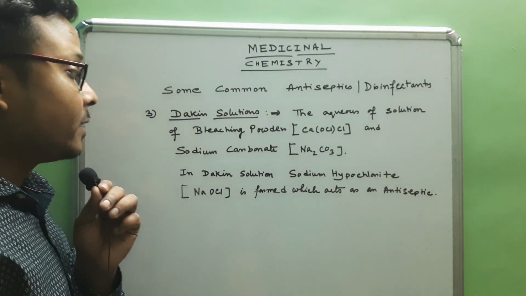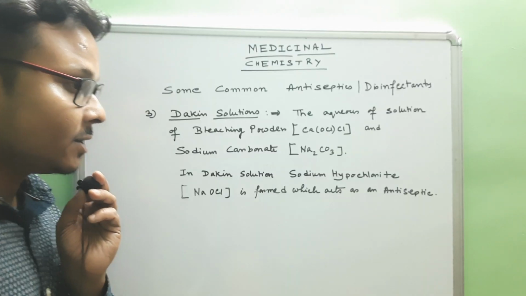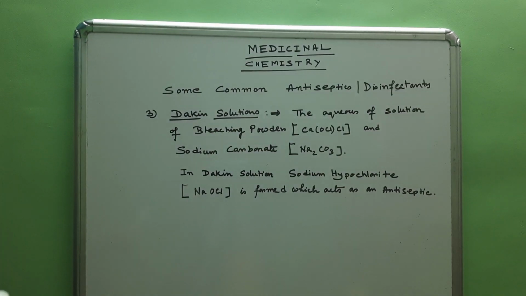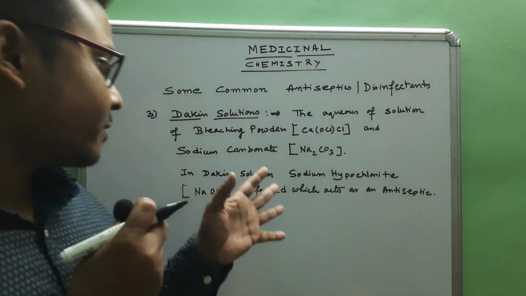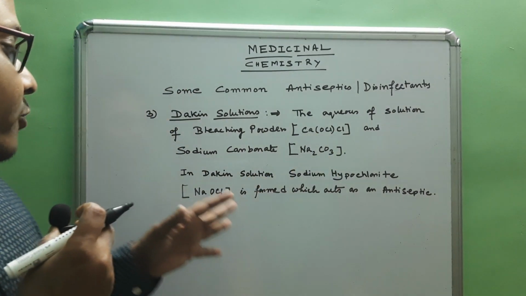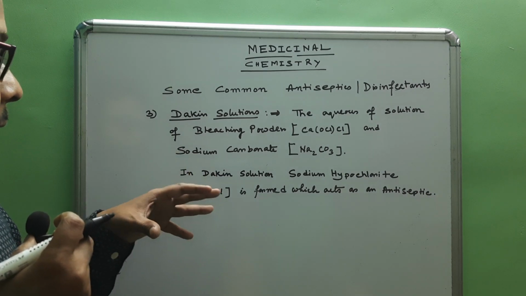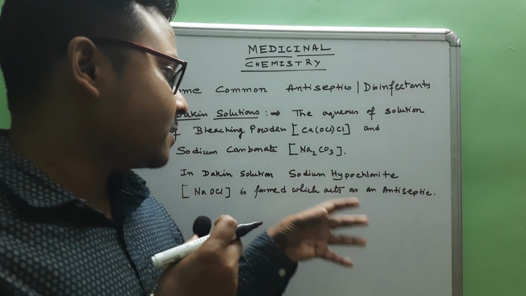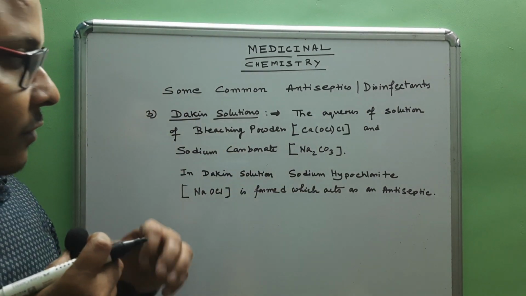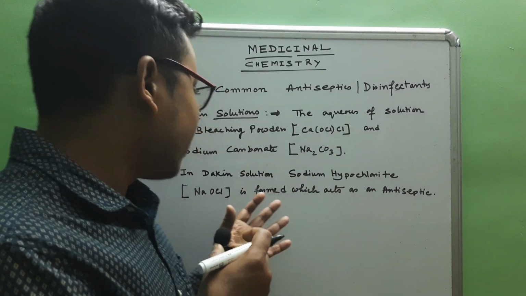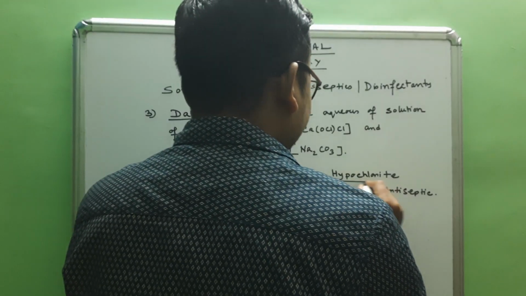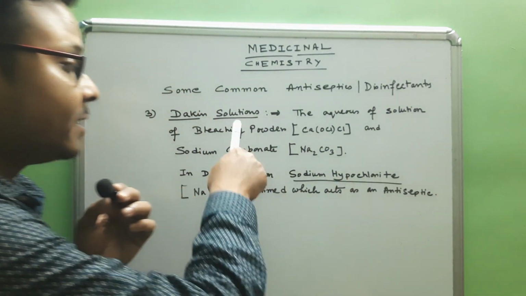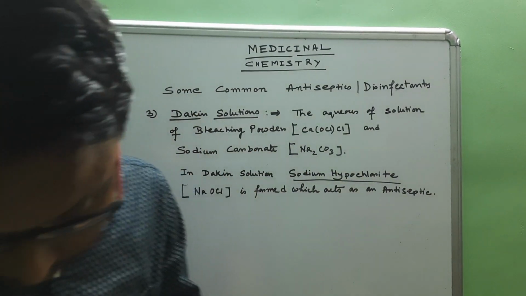So, my dear students, you have seen the Dakin solution. What is Dakin solution? Dakin solution is the solution of bleaching powder and sodium carbonate. While mixing bleaching powder and sodium carbonate in an aqueous solution, sodium hypochlorite is formed, which is the main component responsible for the antiseptic nature of Dakin solution. If you are asked what the main component of Dakin solution is, the answer will be sodium hypochlorite, and it is formed in situ by mixing bleaching powder and sodium carbonate.